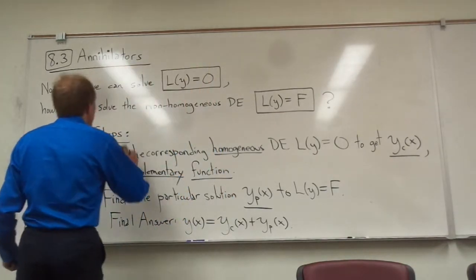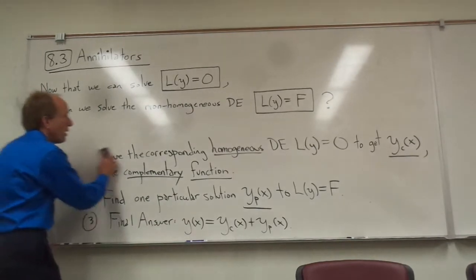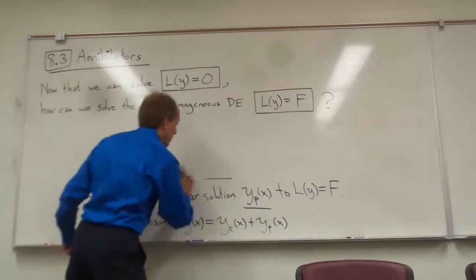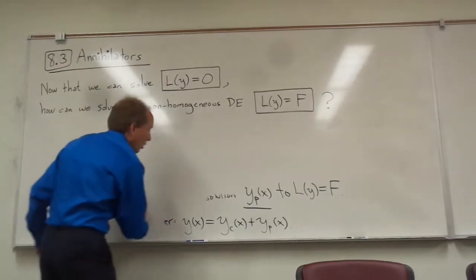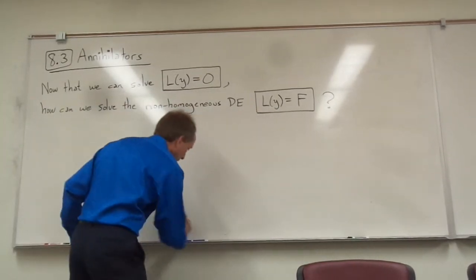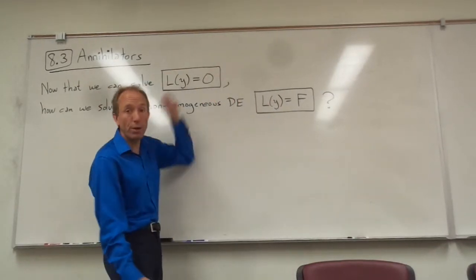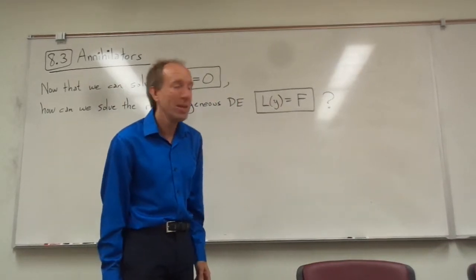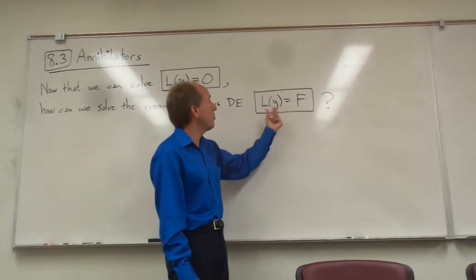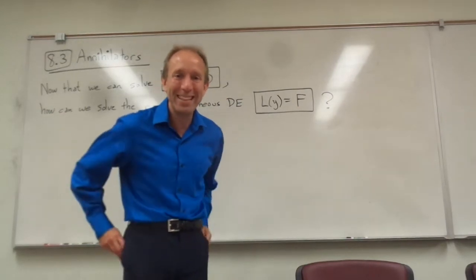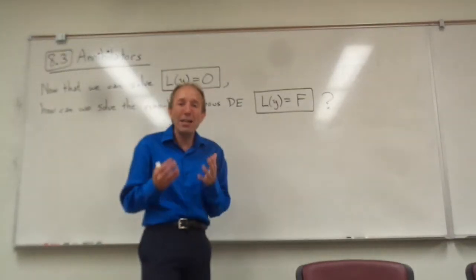So let's talk about step 2. How do we get one particular solution to the differential equation? Well, here's the idea. We already know how to get the solutions if there's a 0 on the right-hand side. So what I'm going to hope to do here is find a way to annihilate capital F. I'm going to try to annihilate capital F.